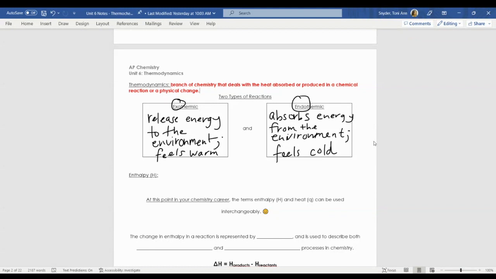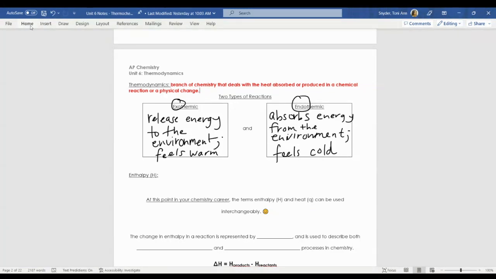So there are two types of reactions: exothermic or endothermic. Every reaction is going to be one of those two types. The extent of how exothermic or how endothermic it is might be very slight, however. Something might be slightly exothermic, which means it might not feel that warm. So just something to keep in mind.